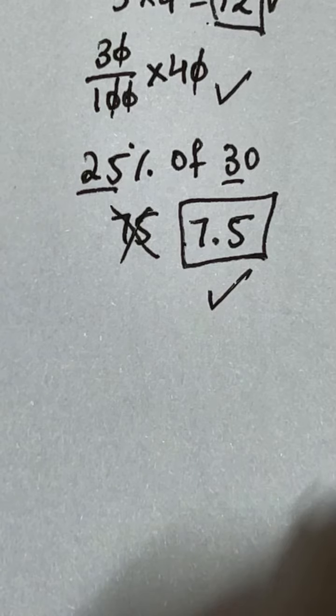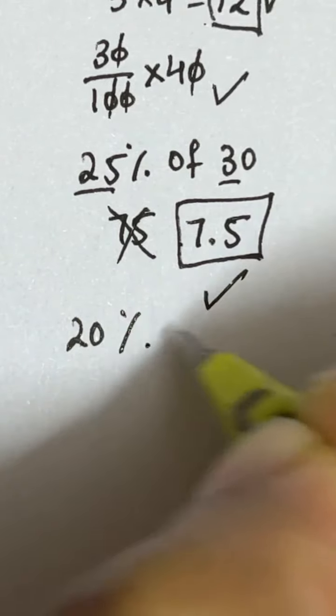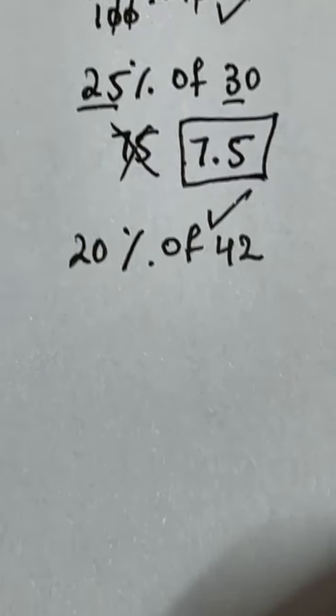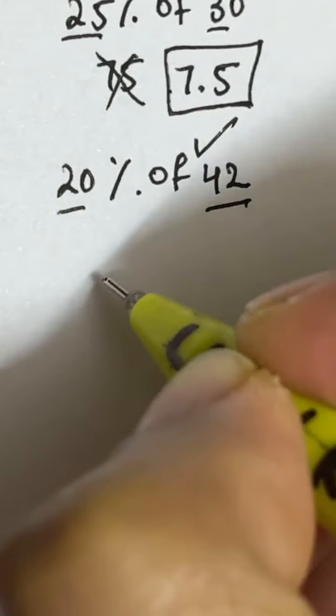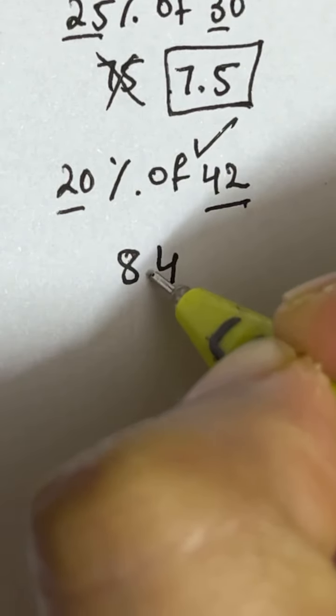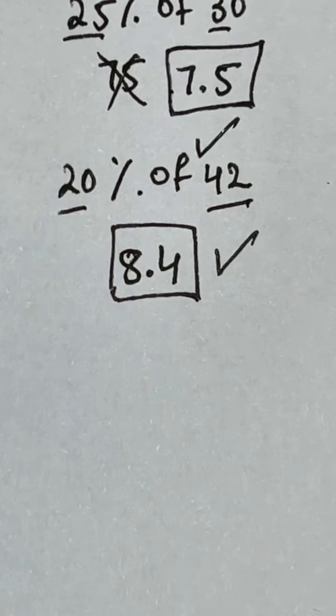Okay, let's see another example. For example, if you have 20% of 42, what are you going to do? 20% of 42, multiply 2 times 42. 2 times 42 is 84, and for another zero you put a decimal in between, and that's your answer, 8.4.